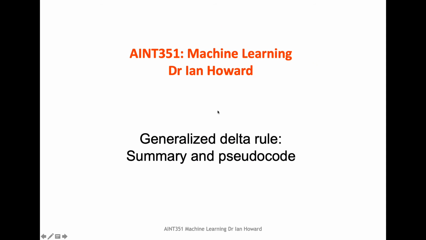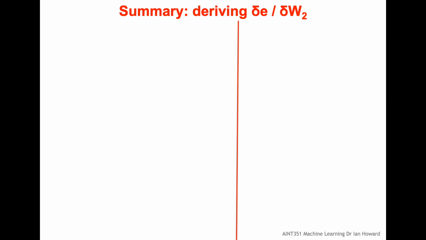So let's now have a quick summary of how we derived the generalized delta rule, and also look at some pseudocode which would actually implement it for a two-layer network. So the first thing we need to do then is derive the error gradient for weights in the output layer, in W2. So we need to calculate dE/dW2. So how do we do this?